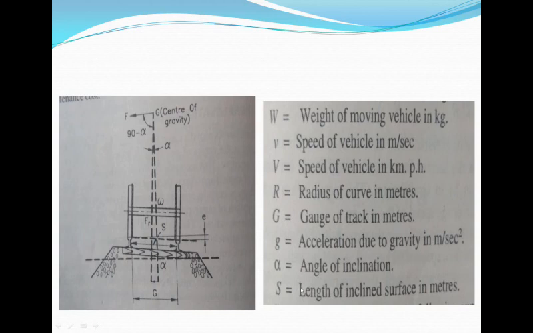Alpha is equal to angle of inclination, and S is equal to length of inclined surface in meters. This is what we are considering. So this is an image. You have to study this image before going to the derivation part. In this case, F is equal to centrifugal force. G is equal to center of gravity. All these concepts are mostly related to elements of civil engineering, a subject which you have studied once upon a time.